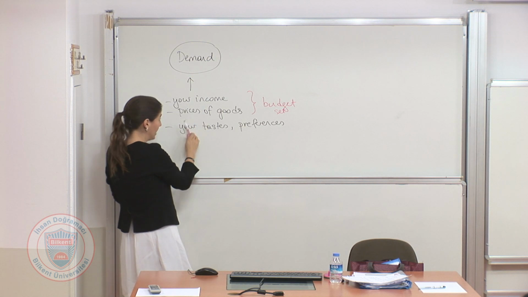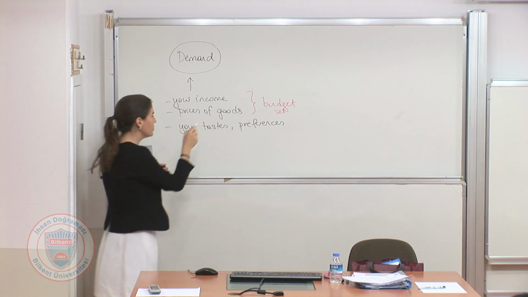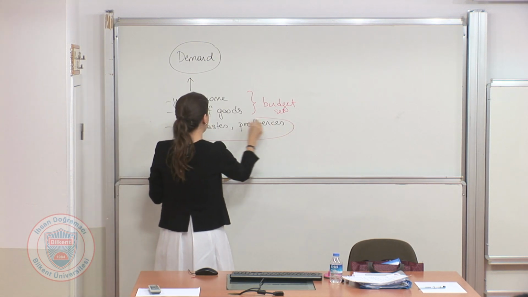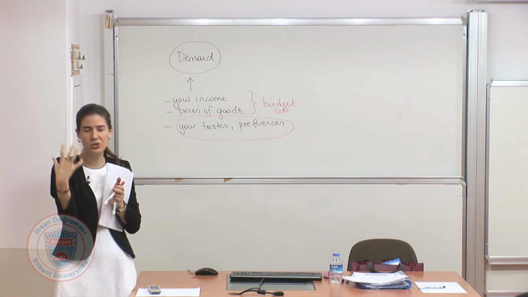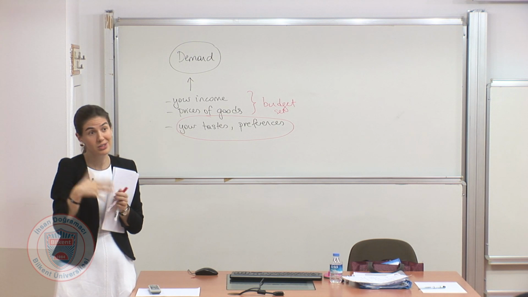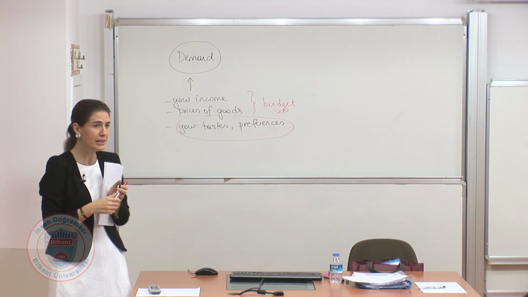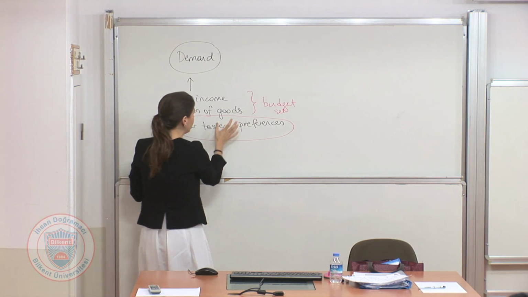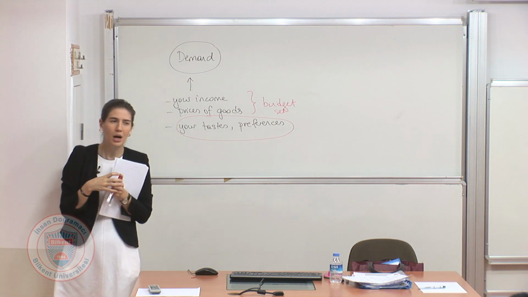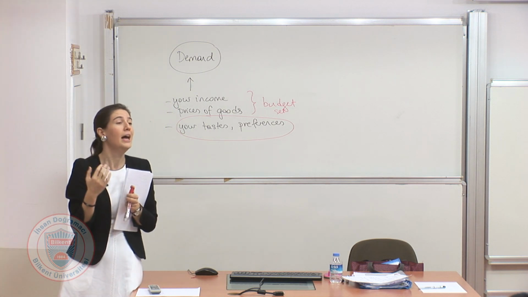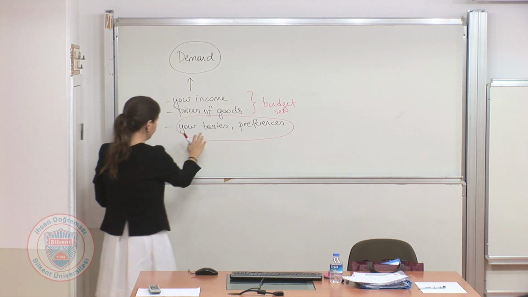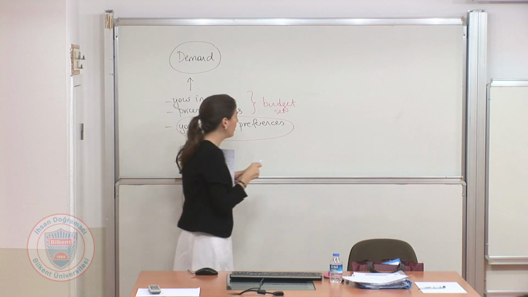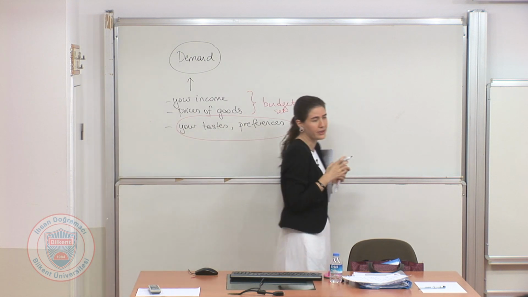First we'll start with this part, and then we'll introduce the constraint, which is going to be your budget, which is unfortunately not unlimited. First we will understand this, then we're going to introduce the budget, and then we're going to see how you decide. But now, first let's start with your tastes and preferences.